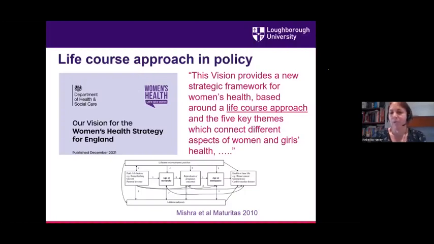And the final diagram on there is from, again, my colleagues Geeta Mishra and Diana Kuh, who illustrate a life course approach to reproductive health and how we might start to think about that. So that really ties in with this vision of the women's health strategy. So I'm really excited and hope that this will be put into practice.